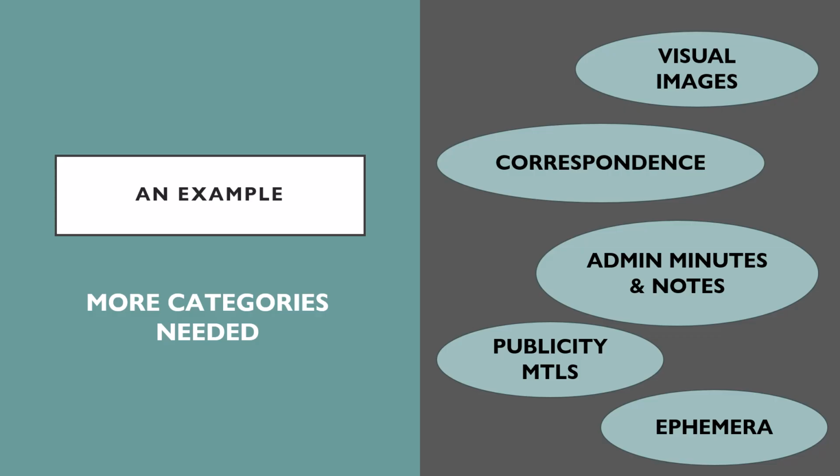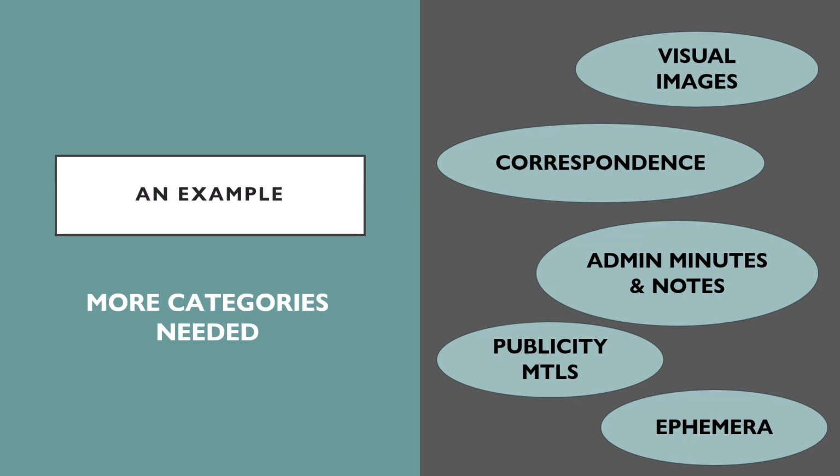If your collection has a lot of physical documents in it, you might want to specify some document categories that provide more guidance about what they're about, such as correspondence, administrative minutes and notes, and publicity materials, and then keep your broader categories for your other types of material, like ephemera and visual images. The choices are up to you.